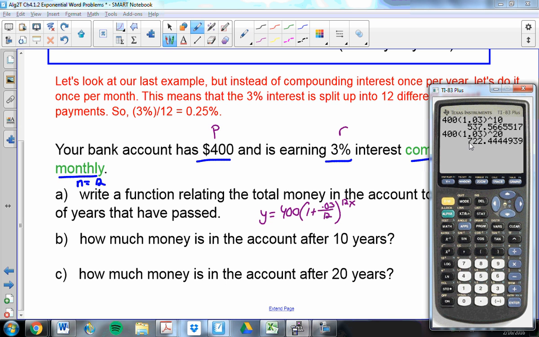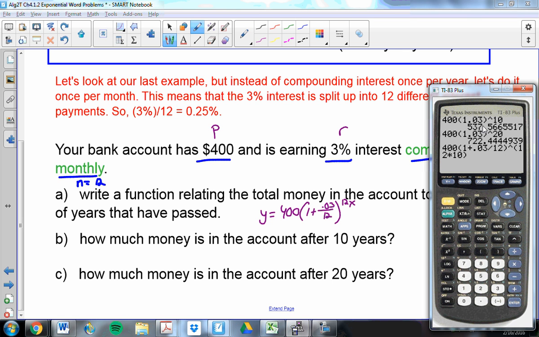So these are the last two amounts. Let's notice that. In the first case, we had 537. Now we'll do 400 times 1 plus 0.03 divided by 12 to the 12 times 10. Notice how I'm using parentheses on both of those things. Parentheses are really, really important here. The calculator will do 0.03 divided by 12 first, so I don't have to worry about putting this in parentheses, but the whole thing has to go in parentheses.